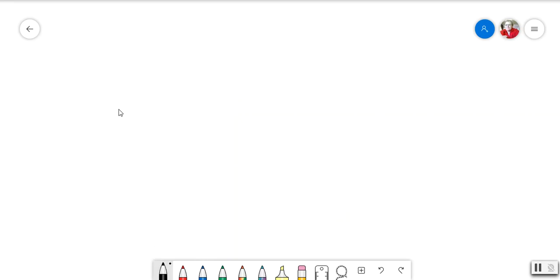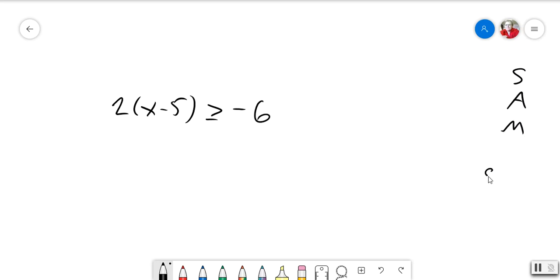So to give one more example, look at this. I've got 2 times x minus 5 is greater than or equal to -6. Okay. This pulls out the whole 9 yards. SAM. Simplify, add, multiply. Then you have to graph. So, SAM. Got to do simplify first. 2 times x is 2x. 2 times -5 is -10. Okay, we're good. Add. Got to get rid of that 10. Add 10 because it's a negative. Negative, positive cancel out.